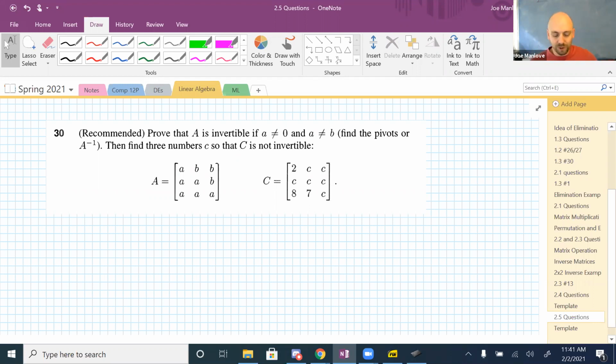So if we want three numbers so that C is not invertible, I think I need to spend just a second and drill on what invertible means. What are some criteria for failing invertibility? For this one, that would mean there aren't three pivots. Okay, yeah, we could look at the number of pivots. Another thing we could do is look at the linear independence of the rows or the columns, right? You guys with me on that?